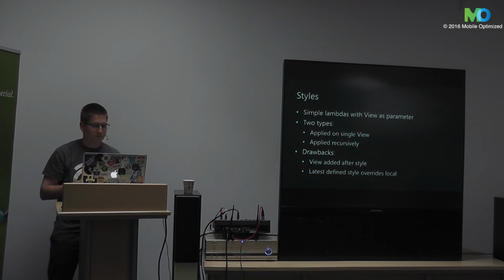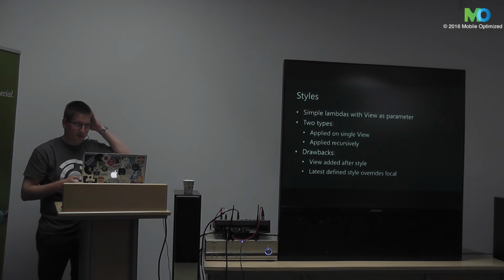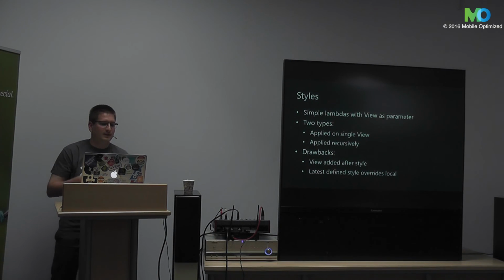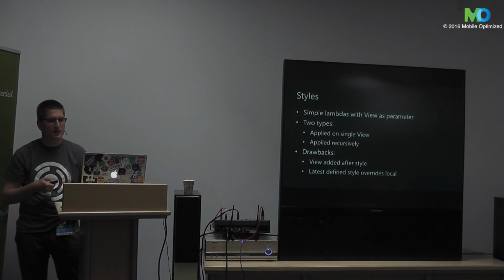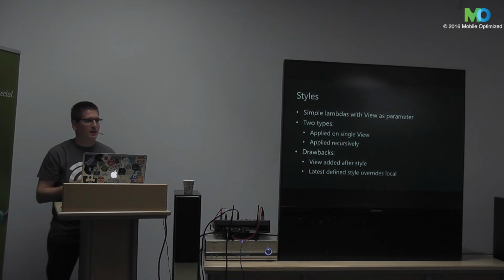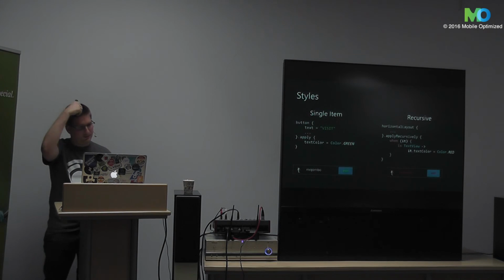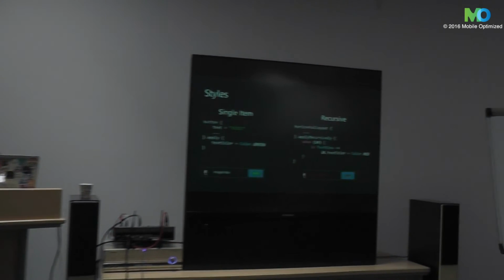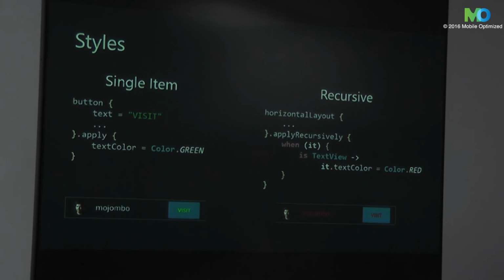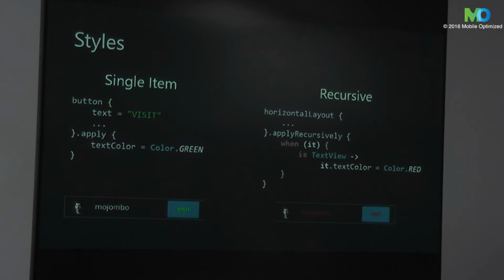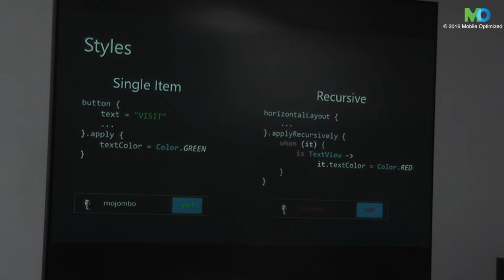And also, the latest defined styles override the local one. I'm going to showcase it here. So here we have this button. We want to have this green style over text views, so we just write apply, and we set the text color to green, and it gets green. It's totally okay. So this is the style basically here.